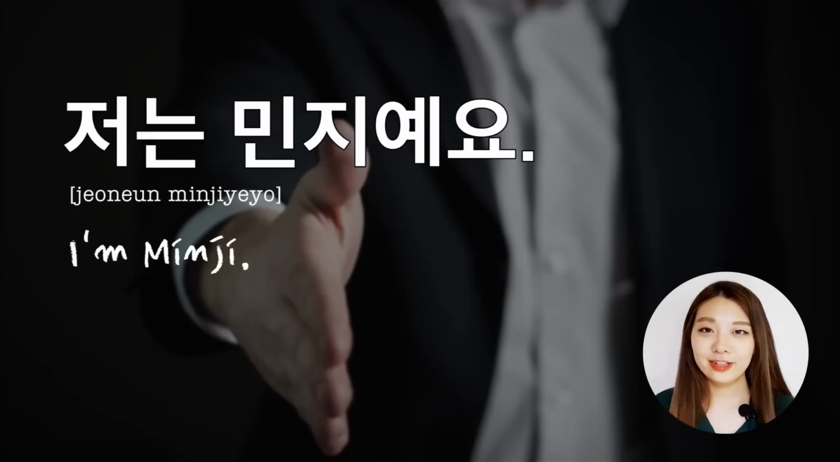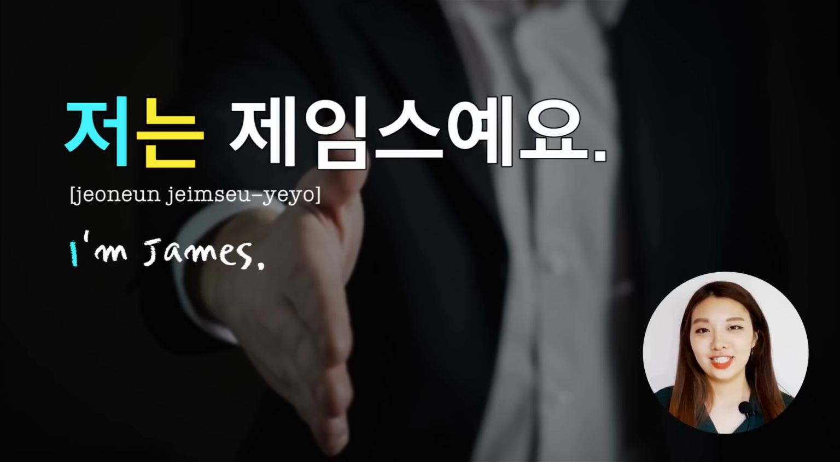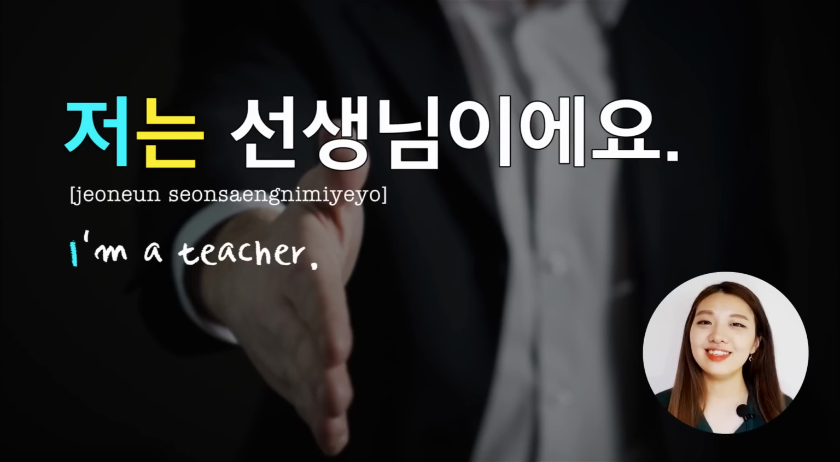And 은는 are also used when you're introducing yourself. Let's take a look at the example first, okay? 저는 민지예요. In this sentence, the main topic is 저, right? I is the important thing in this sentence. That's why 는 is here. 저는 민지예요. 저는 제임스예요. 저는 선생님이에요.